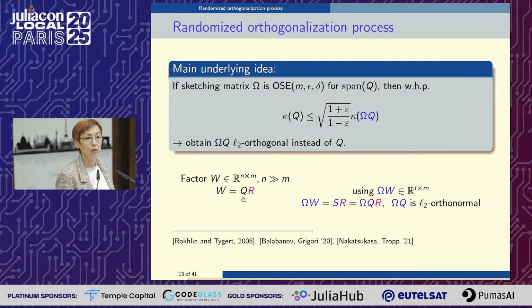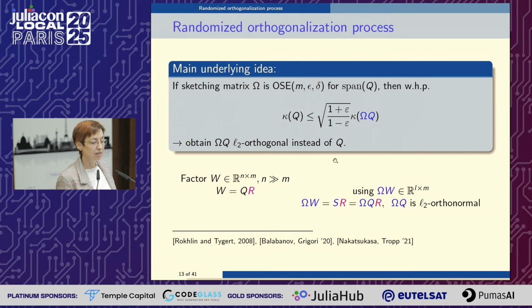compute a QR factorization. So what we usually do in practice is to call an algorithm like Gram-Schmidt or Householder QR and obtain a factorization where Q is L2 orthogonal. Now, in randomization, we give up on imposing the L2 orthogonality condition, but what we actually want is to obtain a Q such that when we look at the sketch, omega Q, this is going to be L2 orthogonal.